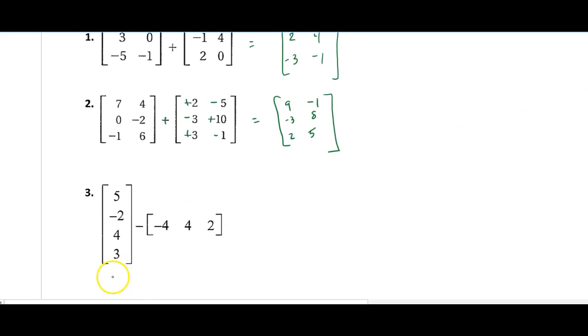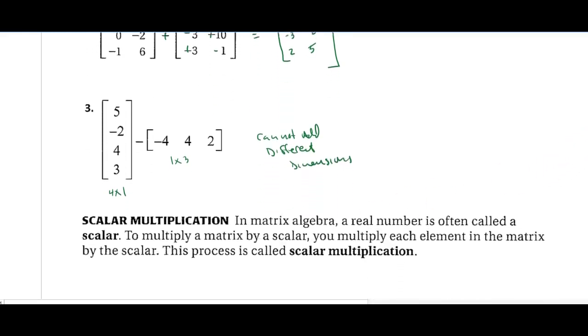Now example 3, if I look here, this is a 4 by 1 matrix, and this is a 1 by 3 matrix. Here, you cannot add because they are different dimensions. Okay, so keep that in mind.